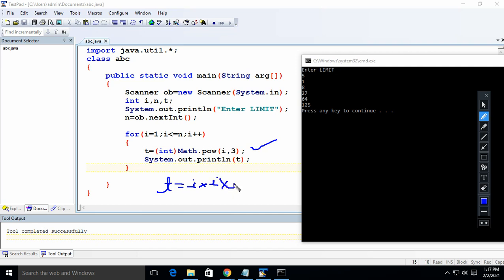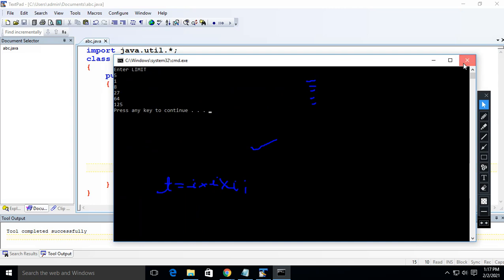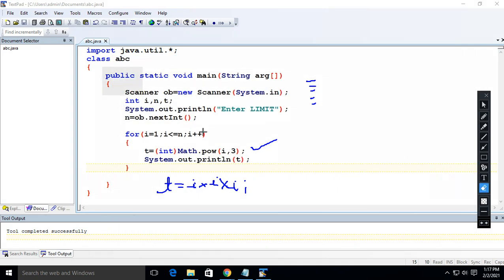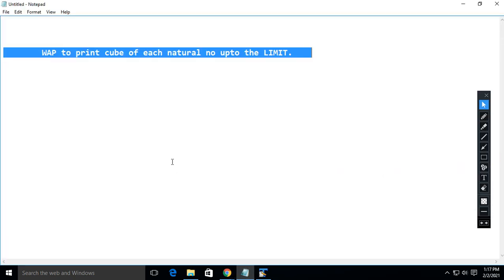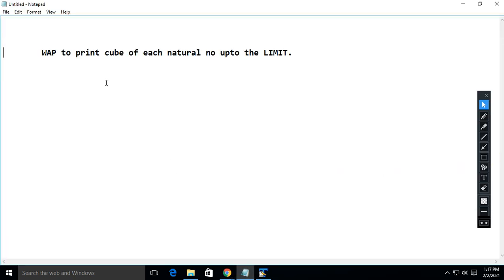Yes, sir. Both methods are correct. i into i into i is also correct, or you can use the inbuilt method Math.pow(i, 3). Now see, the cubes of the natural numbers are coming: 1 cube, 2 cube, 3 cube, 4 cube and 5 cube. Is it clear, everybody? Yes, sir. Now the next question I am going to give you. Try it yourself. Now the next question is, you need to copy all these questions in your notebook. Okay, sir.